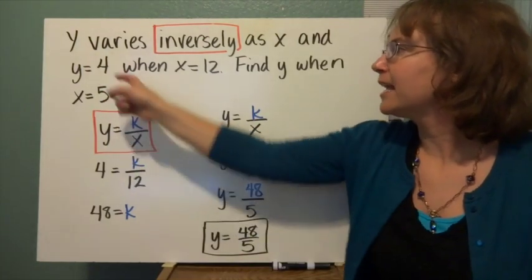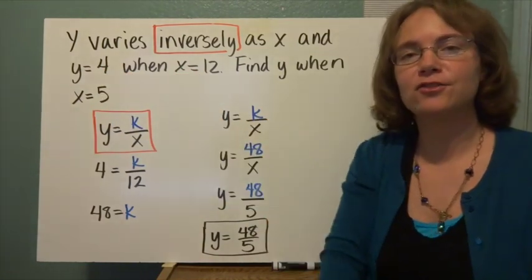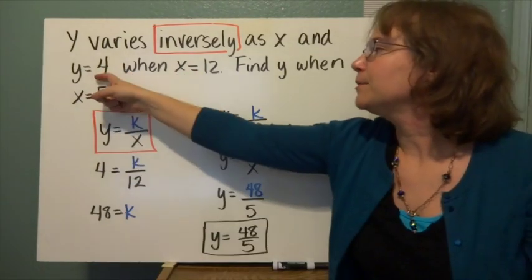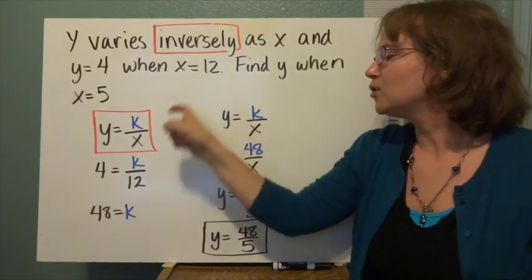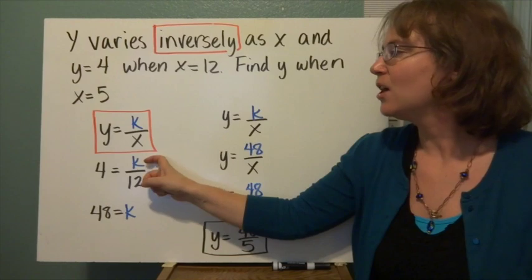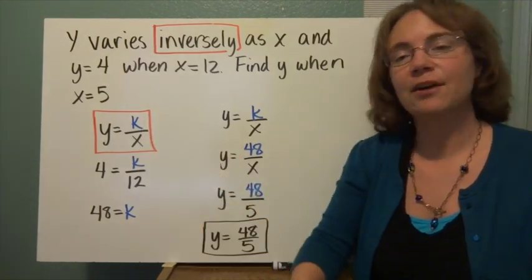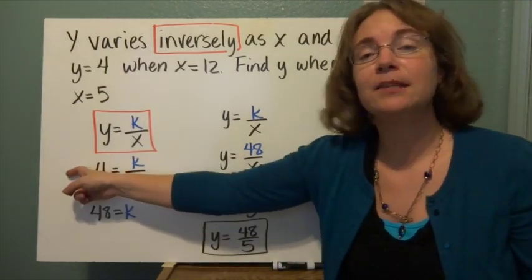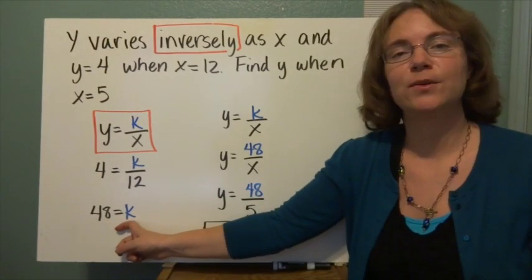So first let's solve for k using what we know. Our known values have to make this true. So we're going to substitute a 4 in for y and a 12 in for x. Now we're going to solve for k, because if we can get k, we can find any values using that relationship. Multiply both sides by 12, and I have 48 equals k.